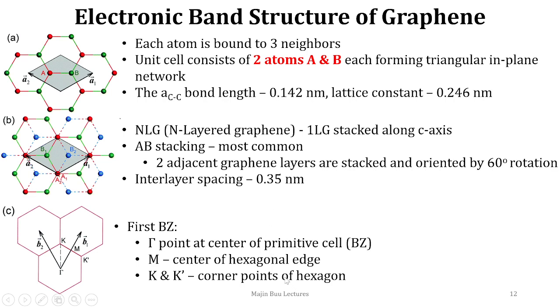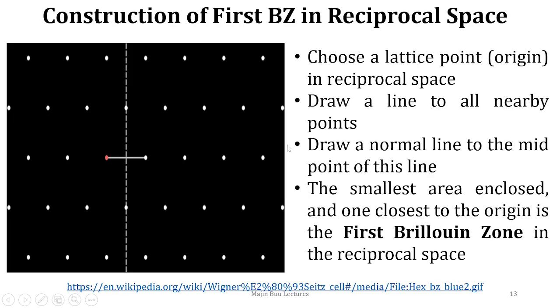Now, in order to understand the band structure, it is helpful to have a glimpse of the first Brillouin zone associated with the graphitic material. Even in the reciprocal space, it so happens that they form a hexagonal structure. And before I give out the points, I'd like to discuss the construction of the first Brillouin zone.